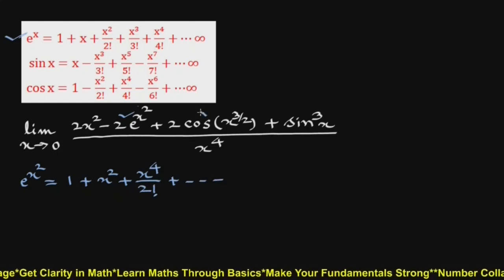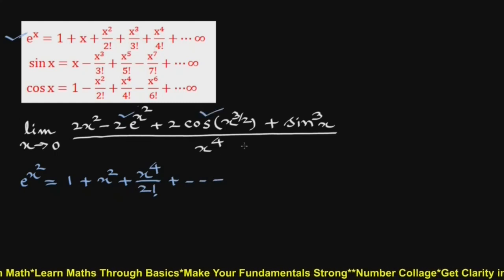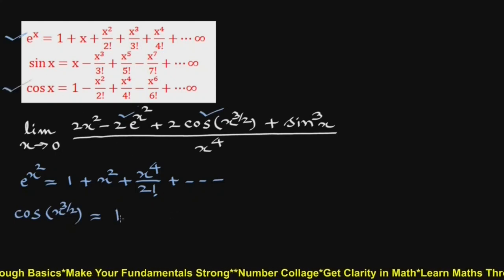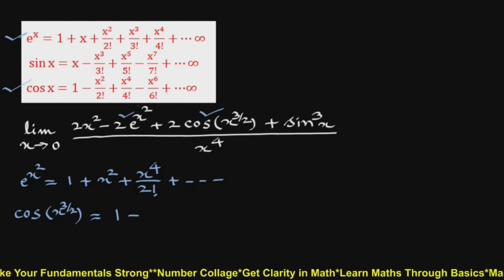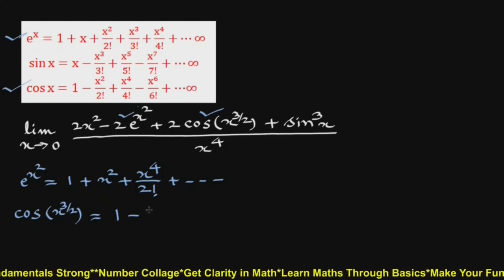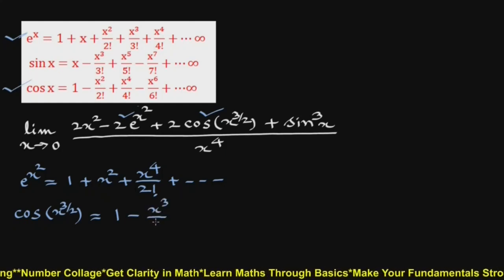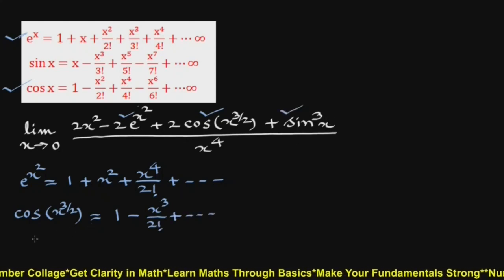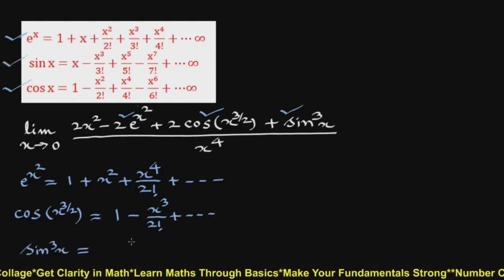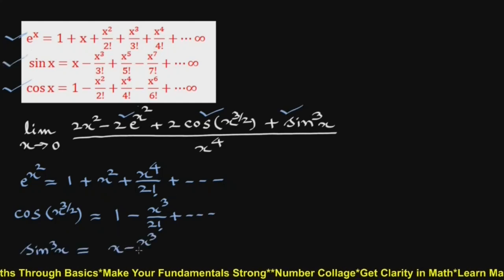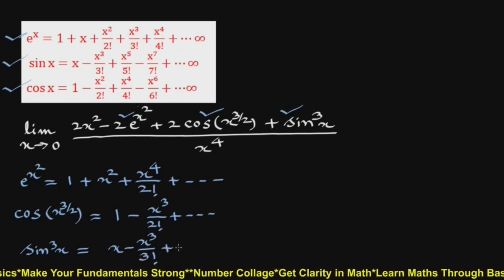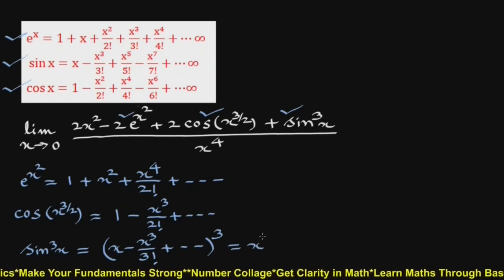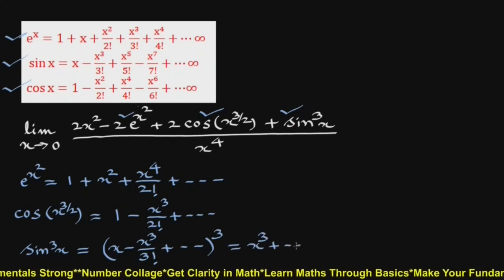Then we write the expansion of cos x raised to 3 upon 2 according to the expansion of cos x: 1 minus x raised to 3 upon 2 whole raised to 2, that will be x cube upon 2 factorial, plus so on and so forth. The expansion of sin cube x will be according to this expansion, x minus x cube upon 3 factorial plus so on and so forth, whole cube. That will be the cube of x, which is x cube, plus so on and so forth.